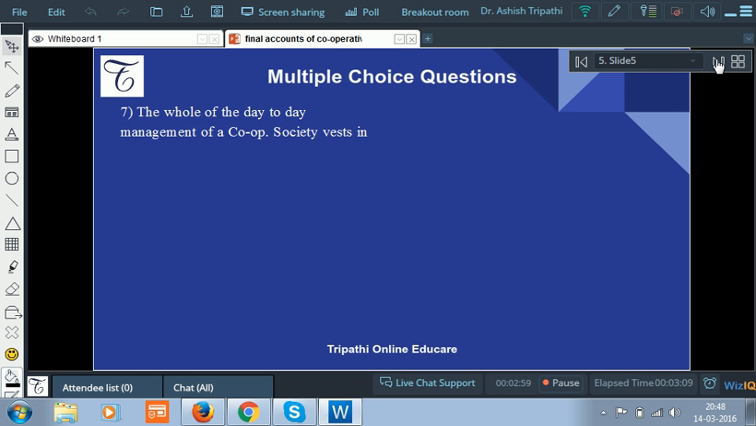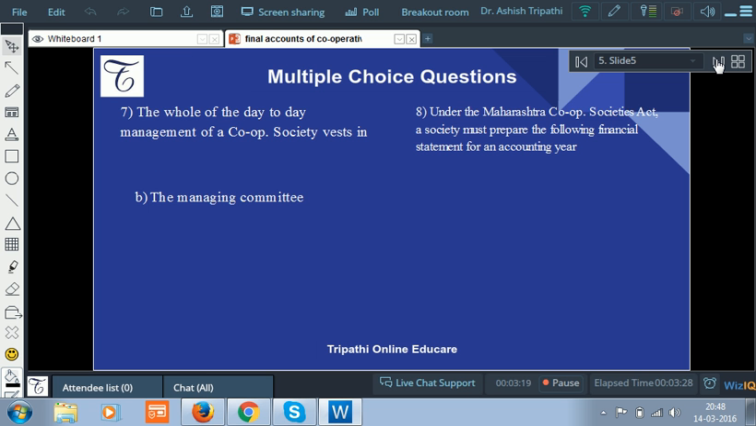Seven, the whole of the day-to-day management of a cooperative society vests in: A. The general body, B. The managing committee, C. The secretary, D. The chairman. And the correct answer is the management committee.